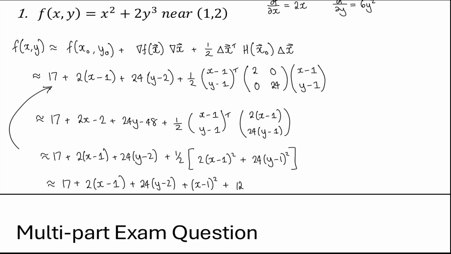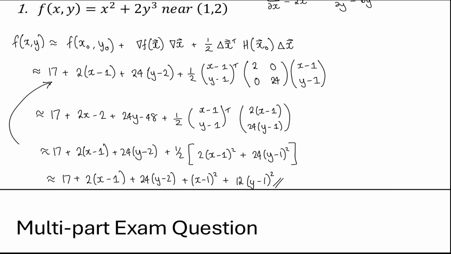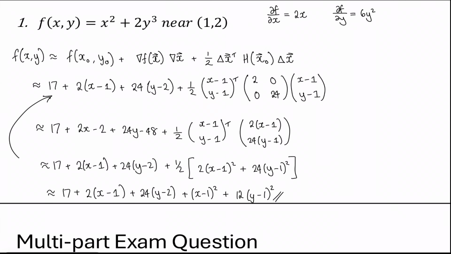plus 12(y − 1)². Hopefully that makes sense. Also, just realised that these should just be 2s because our y0 over here is 2. Hopefully you spotted that before me.